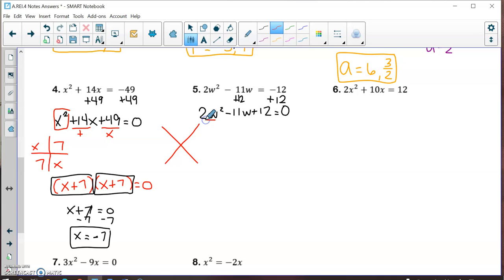In the top of my x, I do my a times my c, so that's going to be 24w squared. And in the bottom of my x, I'm going to do my b value, which is negative 11w. I would need two numbers that when multiplied together equal 24w squared, but when added together equal negative 11w. That's going to be negative 3w and negative 8w. Rewriting my quadratic equation, but instead of doing the negative 11w, I'm going to do the minus 3w minus 8w.